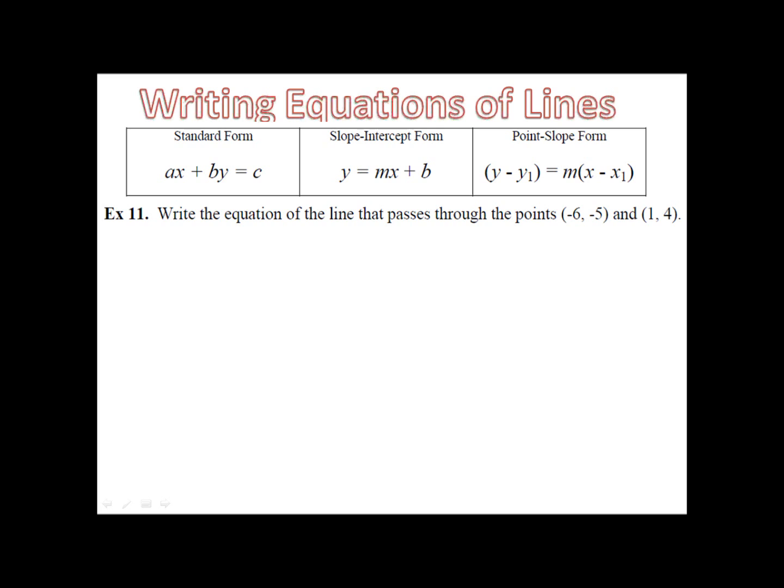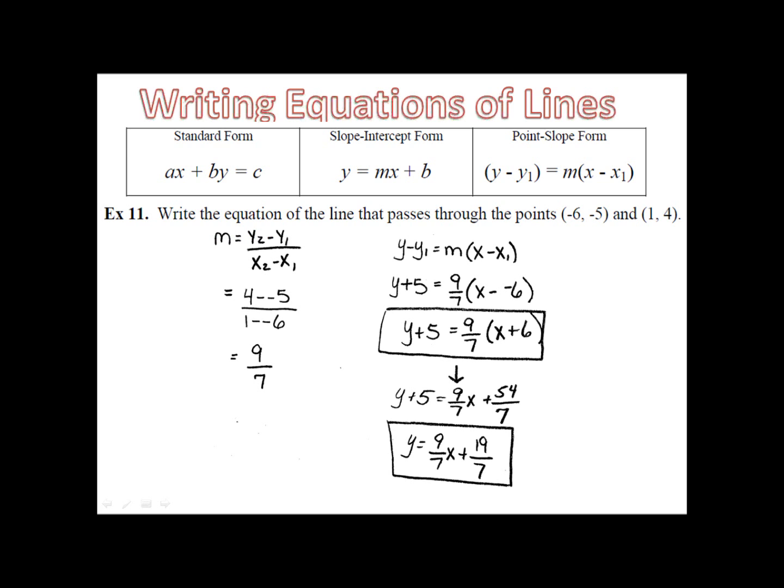Let's see how you did. First, we found the slope. The slope was 9 over 7. Then we chose one of the points and plugged it in with the slope into the point-slope formula. Again, you could have used y equals mx plus b as well, but I thought the point-slope formula was a little bit easier to use. Once I did the algebra, it came out to be y equals 9/7 x plus 19 over 7. The slope is 9 over 7, and the y-intercept is 19/7.